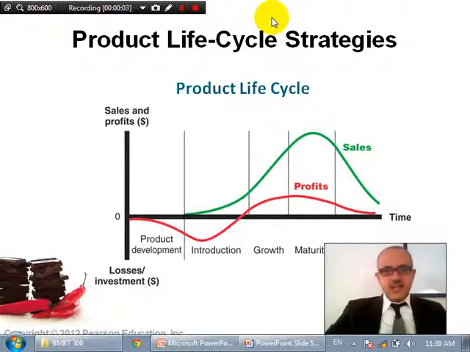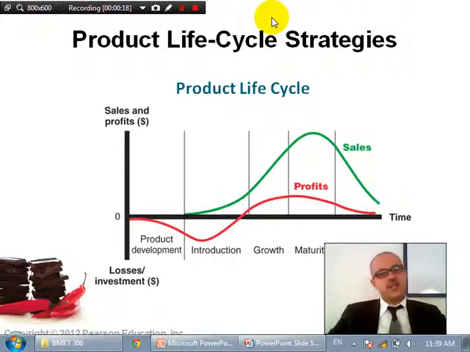So, product life cycle strategies. Any product will go through five stages. Stage number one is product development. Product development is when you are still coming up with the product. So you're still in the thinking.